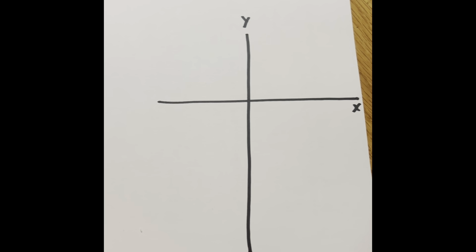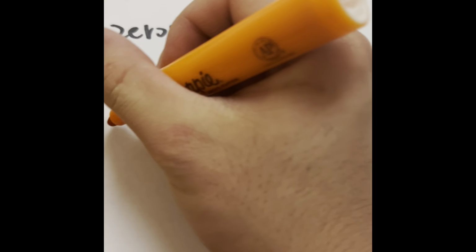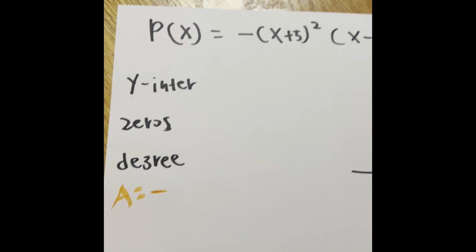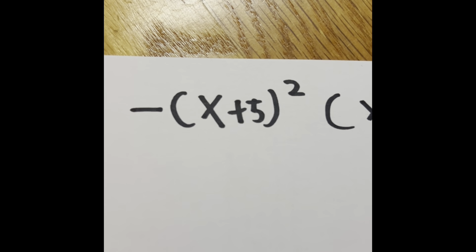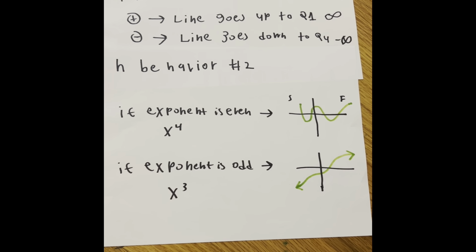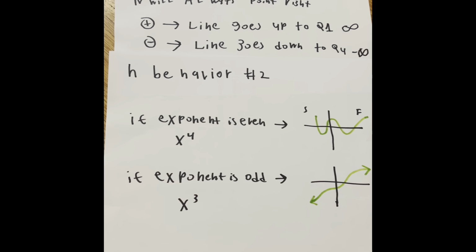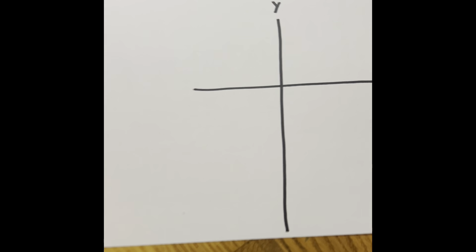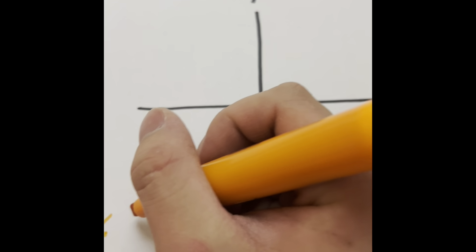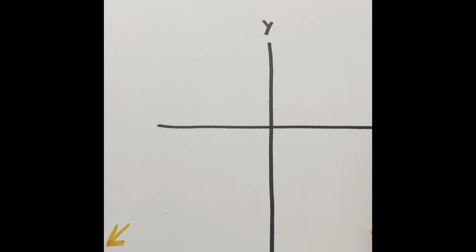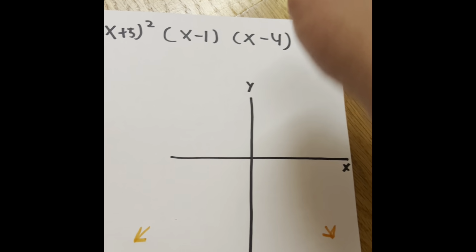But hang on, we still need to look at something. If a is negative, what else do we need to look at? Definitely, the degree. The degree is the exponent in the first expression part. We have an exponent of 2. Is that an even exponent or an odd exponent? It's an even exponent, meaning the graph is going to look like this. We are going to have the line go this way, and also the line go that way. These are where the lines are going to go to and from.